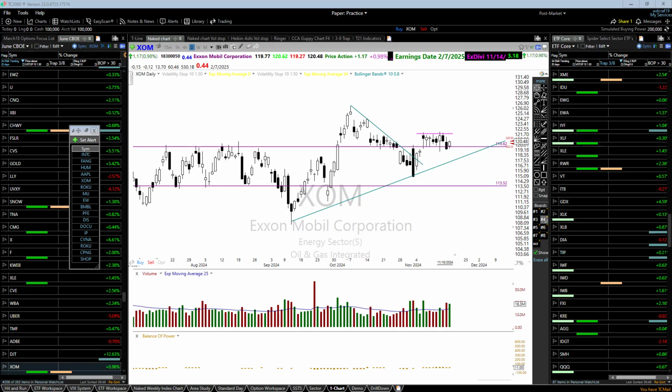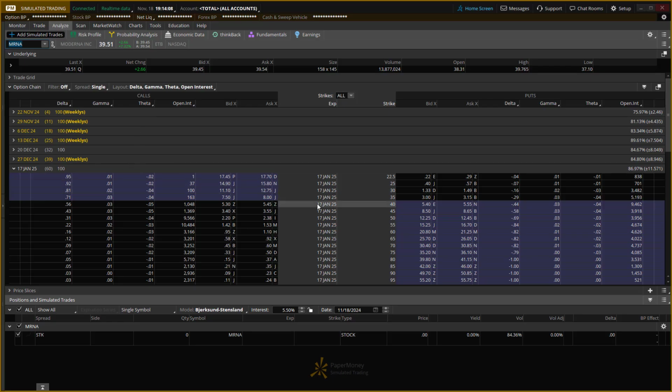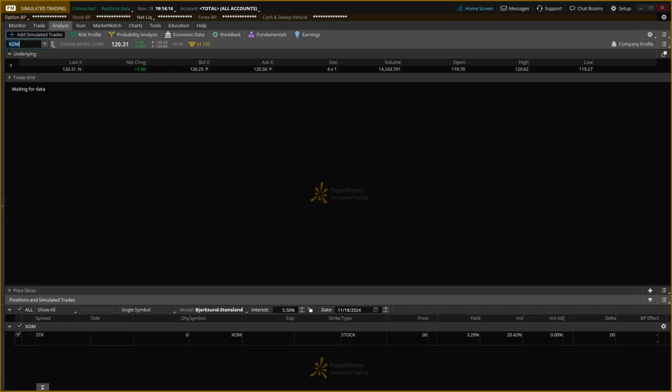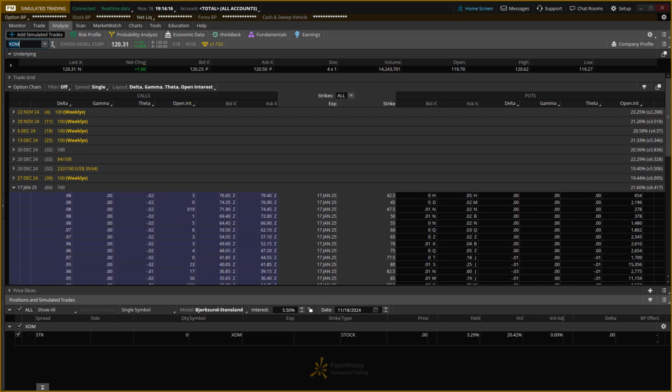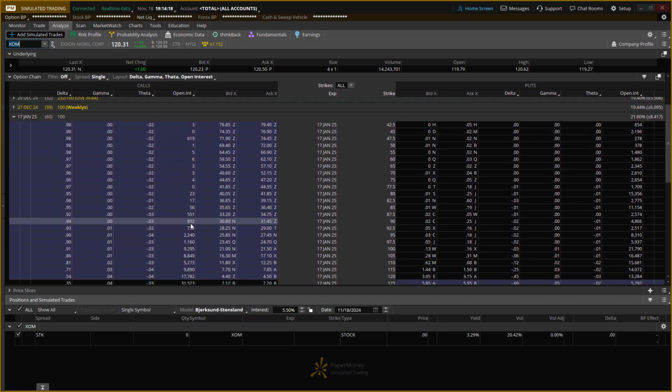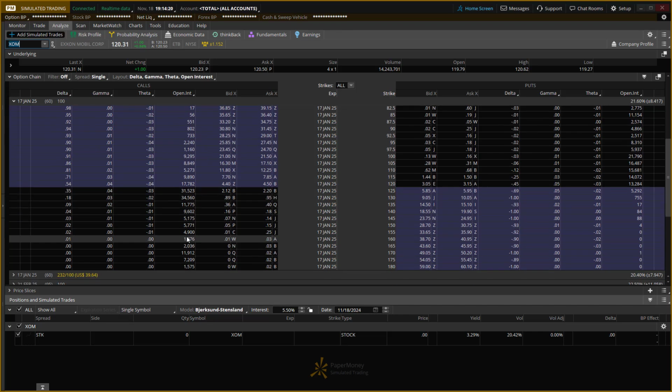So if I were to look at Exxon Mobil here and I'm thinking I want to take a debit spread, well, first off, there's a couple reasons you might want to consider that. First is the cost of the trade. Because if we come down here, maybe you don't really want to have to come up with $785 for the trade. Okay. You could buy this option.